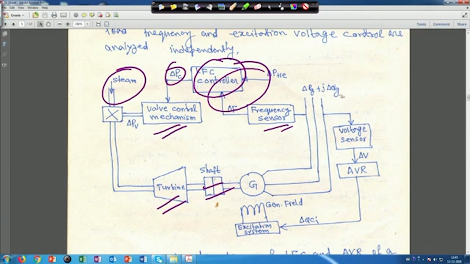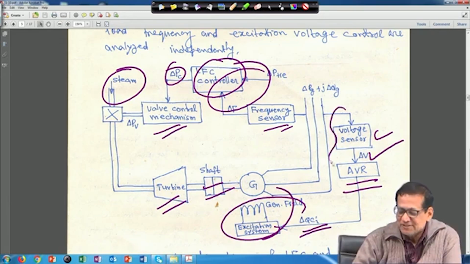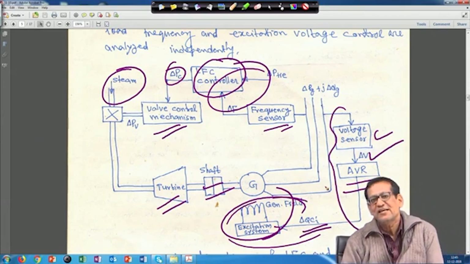So, this is delta P g plus j delta Q g, and from here the voltage sensor is there, that gives delta V, then the automatic voltage regulator is there, and then delta Q c, this is the excitation system for the generating system generator. So, this is basically the generator field. This is a schematic diagram, and we will not consider this part, because we will treat it as a separate thing.